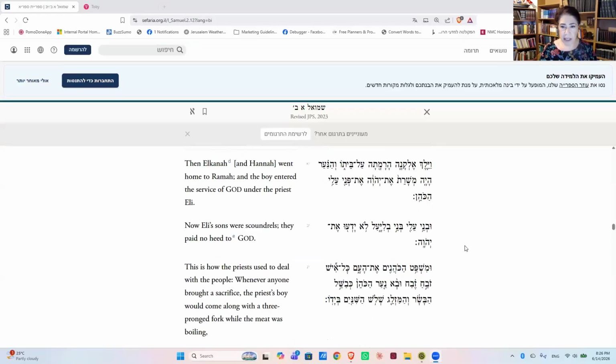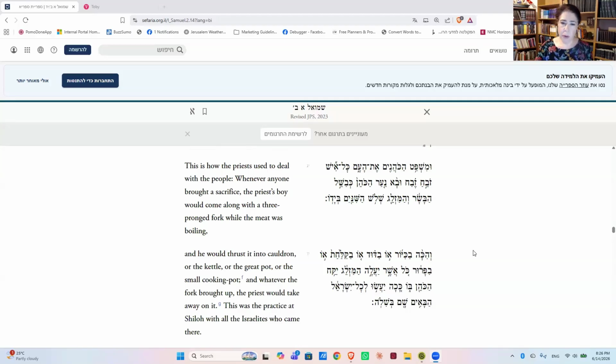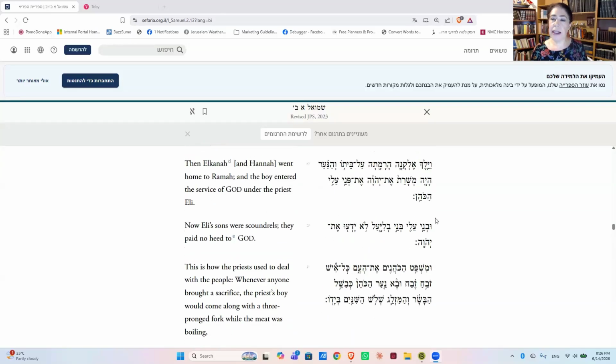All right. So here we have, I'm reading from Shmuel Aleph, 1 Samuel, Perek Bet, chapter 2. And this is where Shmuel has already been born. He's already been dedicated to service in the tabernacle, in the Mishkan. And the sons of Eli are priests under Eli. It says, Uvnei Eli, bnei Belial, lo yadu et Hashem. They are scoundrels. This is translating them as scoundrels. Bnei Belial are essentially people who do not behave in a way that is normative. They do not keep the standard rules of morality.